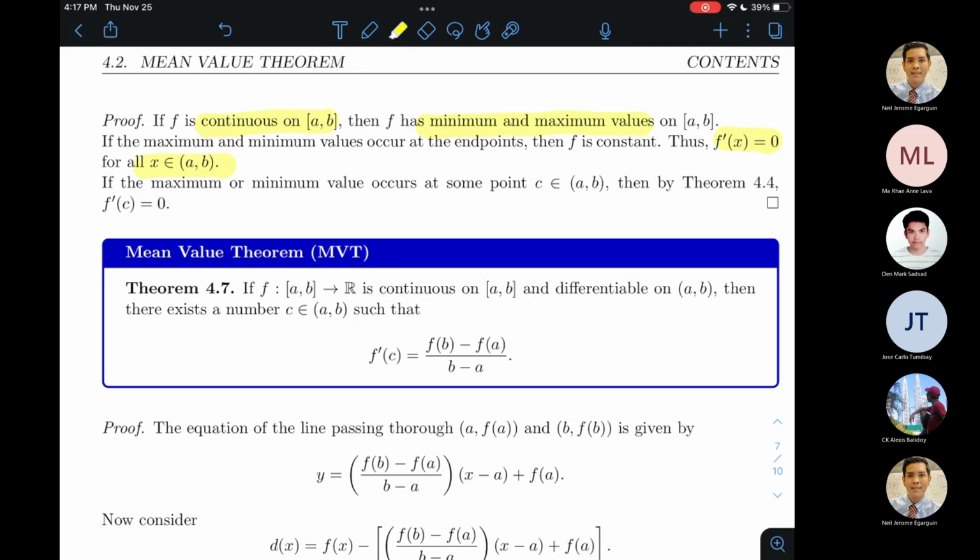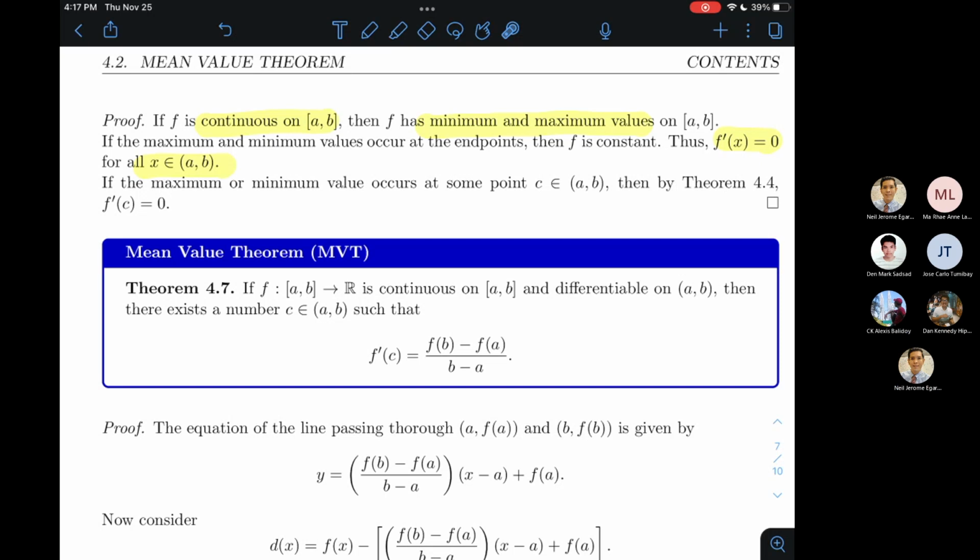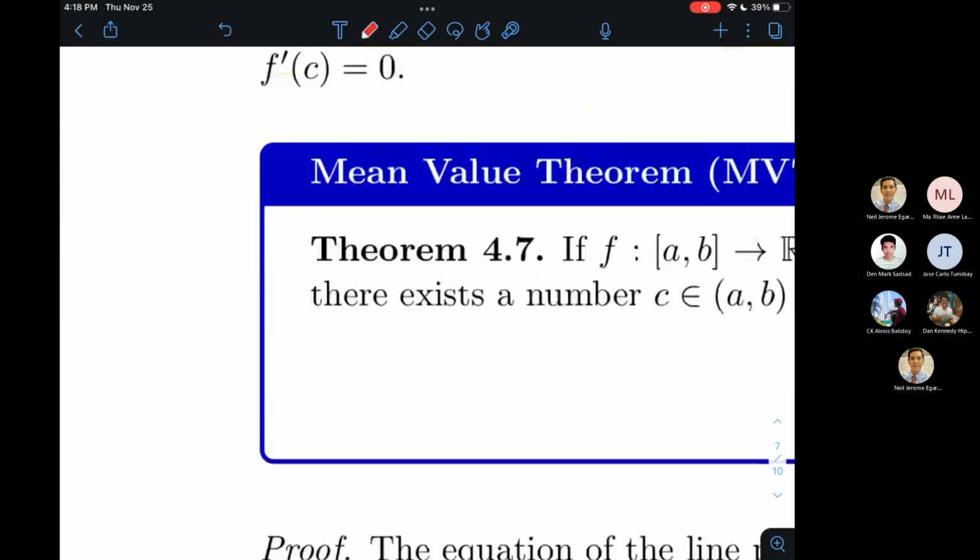All right? So, the more interesting case is the second case. What if the maximum or the minimum value occur at some point C in the open interval AB? Okay, so ibig sabihin, hindi parehas nag-occur yung max at saka minimum dun sa magkabilang dulo. Kunwari, sakop ng case number 2, yung pwedeng maximum ay nandun sa magkabilang dulo, pero yung minimum ay nasa isang point other than the endpoints. So pwedeng ganito yung itsura ng graph.